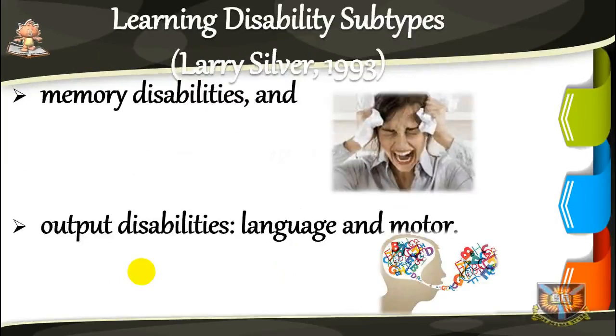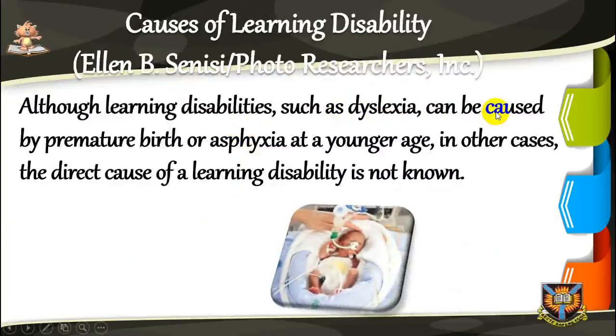Estimates for the occurrence of disorder of written expression range from 2% to 8%, although learning disabilities such as dyslexia can be caused by premature birth or asphyxia at a younger age. In other cases, the direct cause of a learning disability is not known. The prevalence of arithmetic LDs ranges from 1% to 6%. It is not clear whether weak mathematics performance is due to the quality of instruction or an actual LD.